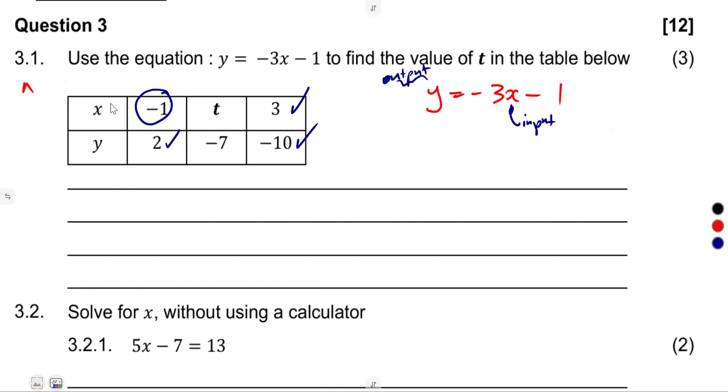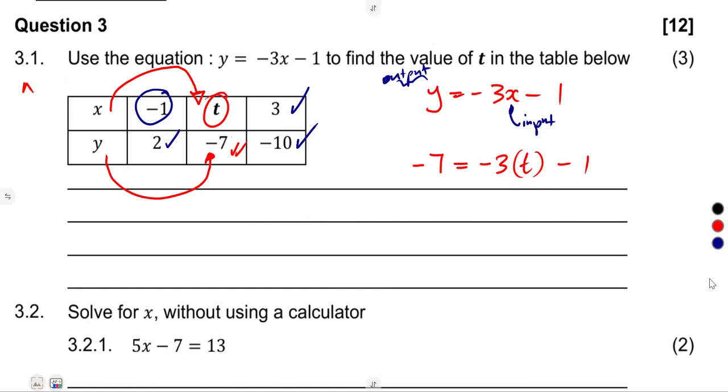So what if this x is equal to t? It means in place of x on your input, you substitute a t. Y is the output, which is -7. So in place of y, we're going to put a -7, the output. This is equal to minus 3x. Our x is t. So that's 3 times t. Or you can just solve as x as it is, no problem.